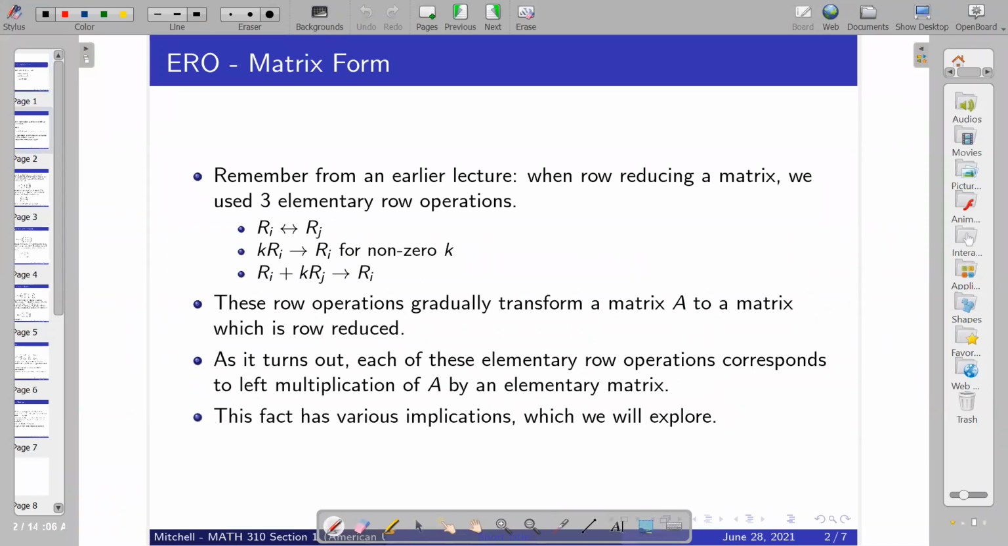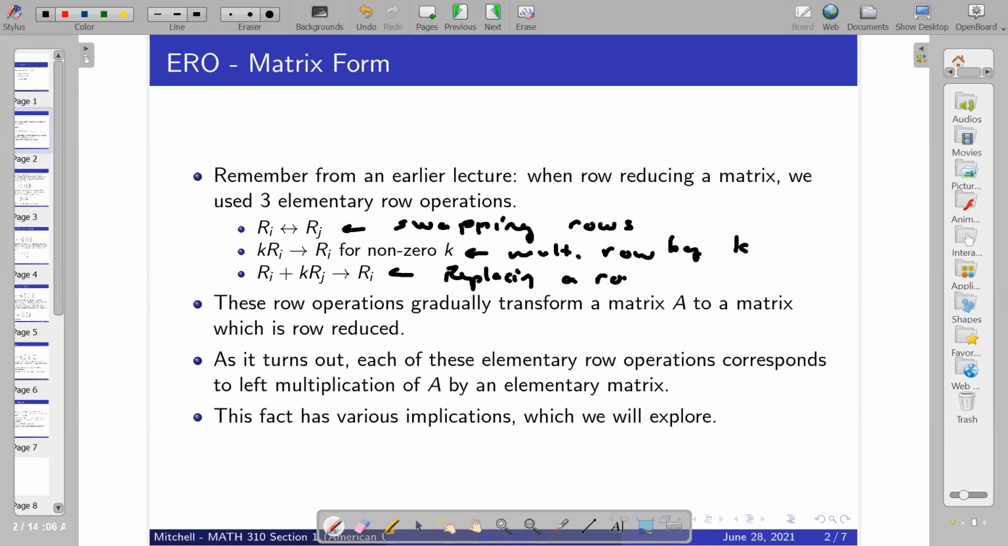So again, remember from an earlier lecture, when row reducing a matrix, there are three reasonable elementary row operations which are used mostly if you're doing Gauss-Jordan elimination. When you use this notation, the first one means swapping rows. The second one means multiplying a row by a non-zero constant. And the last one means replacing a row with a certain linear combination of rows.